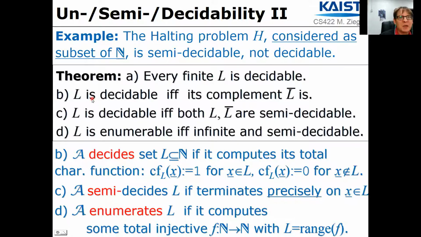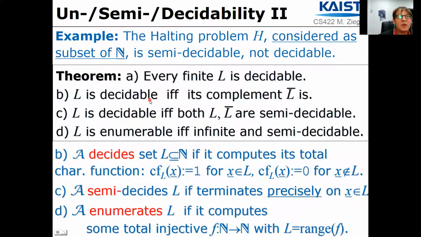Now let's move on to item B, which is an equivalence, if and only if. So what we're going to do is prove two directions. We're going to prove that if L is decidable, then also its complement is decidable. And then we're going to prove the converse direction, but one step at a time. So let's suppose that L is decidable.